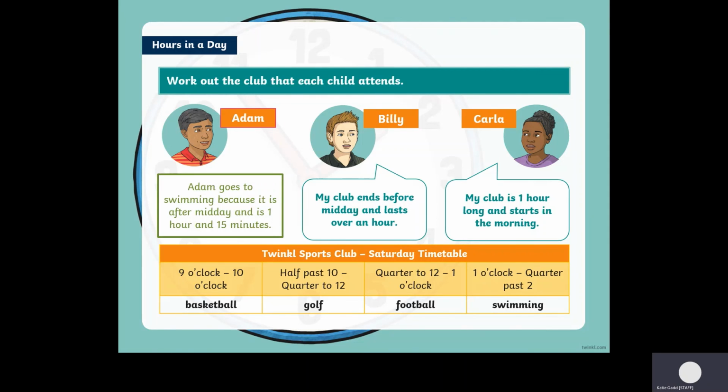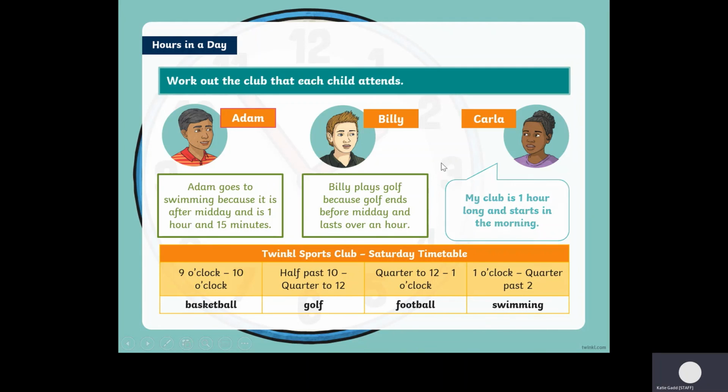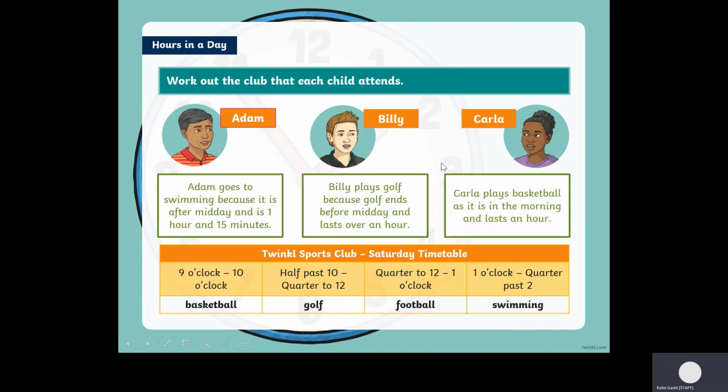Pause the video and have a think. So, Adam must go swimming because it is after midday and it is 1 hour and 15 minutes. So swimming is after midday, so 1 o'clock is a good time, and it's 1 hour and 15 minutes long, whereas football is only 1 hour long, so he must go swimming. Billy plays golf because it ends before midday, 11:45, and it lasts over an hour. Carla must play basketball because it's in the morning and it's 1 hour.